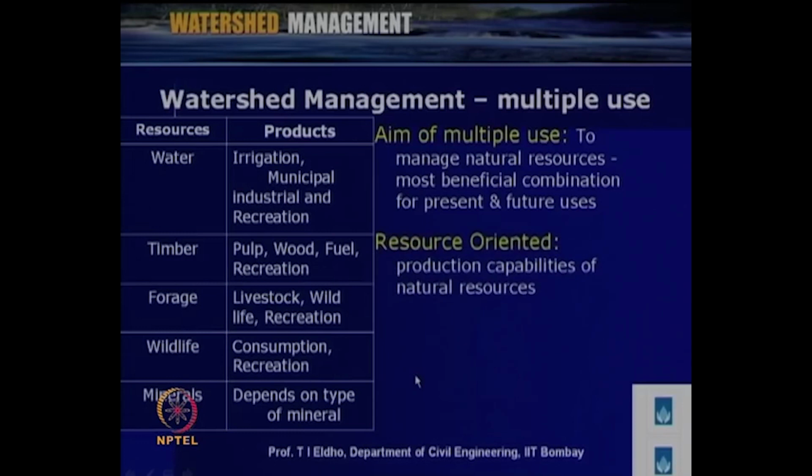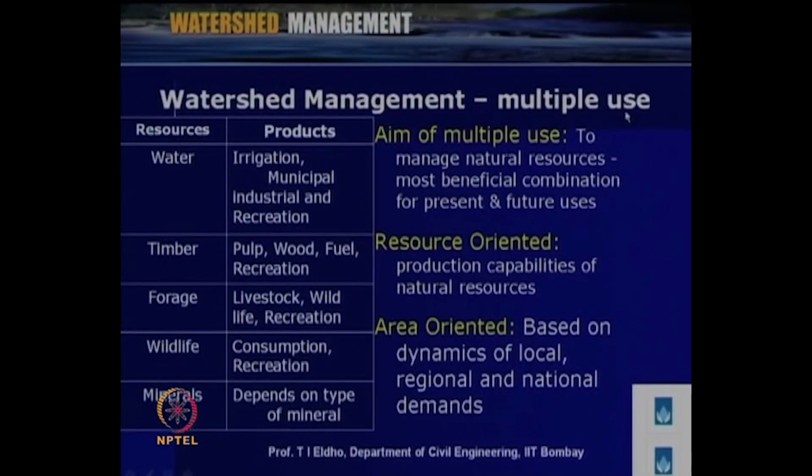Now we have seen the various strategies we adopt for watershed management. For a watershed, there are various resources which we manage within the perspective of watershed management. For the given resources, there will be multiple uses, and multiple stakeholders will also come into the picture. Here in this slide you can see watershed management within the perspective of multiple uses. The aim of multiple use is to manage natural resources with the most beneficial combination for present and future uses.